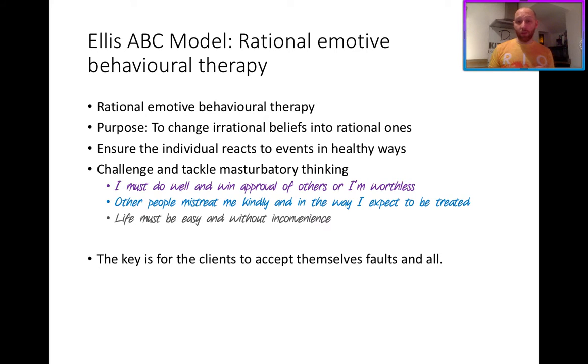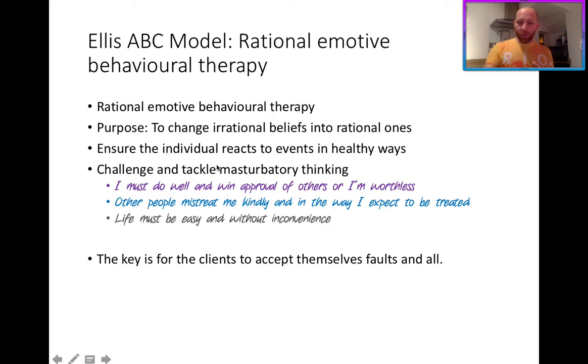Ellis's ABC model then. That was CBT, cognitive behavioural therapy, broadly based on Beck and Beck's triad. This is rational emotive behavioural therapy, and it's based more on Ellis's ABC model. The purpose is to change irrational beliefs into rational ones. So remember, Ellis believed that the main issue was that we were having irrational beliefs leading to maladaptive behaviour.